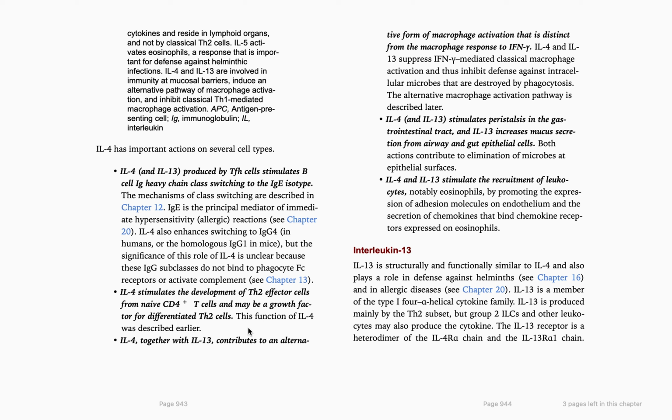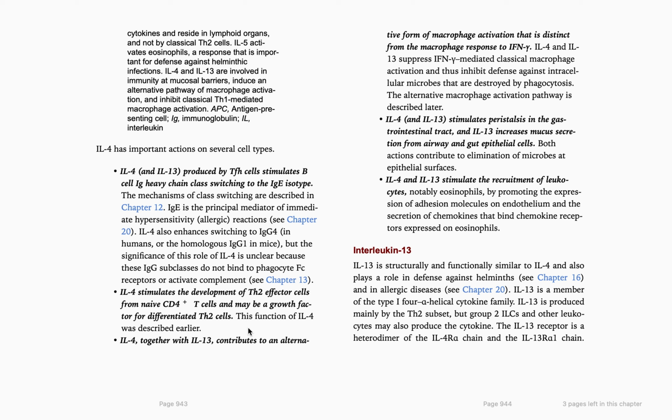Interleukin 4 and interleukin 13 stimulate peristalsis in the gastrointestinal tract, and interleukin 13 increases mucus secretion from airway and gut epithelial cells. Both actions contribute to the elimination of microbes at epithelial surfaces. Interleukin 4 and interleukin 13 stimulate the recruitment of leukocytes, notably eosinophils, by promoting the expression of adhesion molecules on endothelial cells and the secretion of chemokines that bind chemokine receptors expressed on eosinophils.